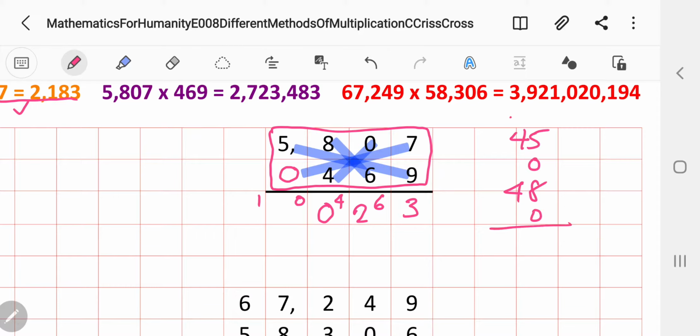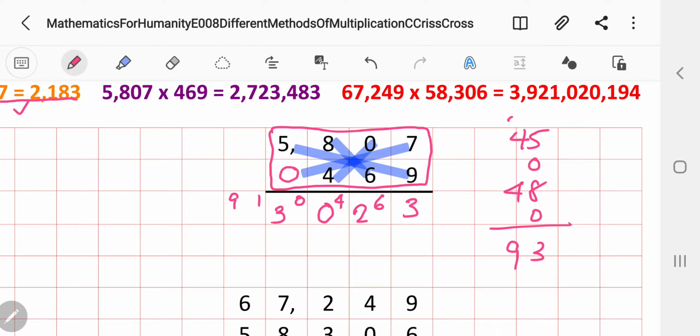And then we add the 4 numbers. 5 plus 8 would be 13. And then carry 1 here. 1 plus 4 would be 9. So that's 93. So we write the 3 here and the 9 here.